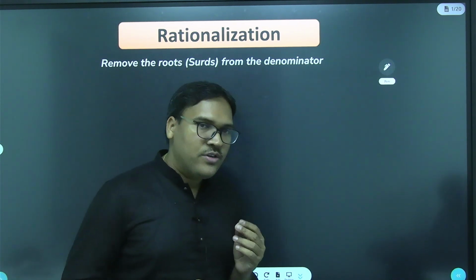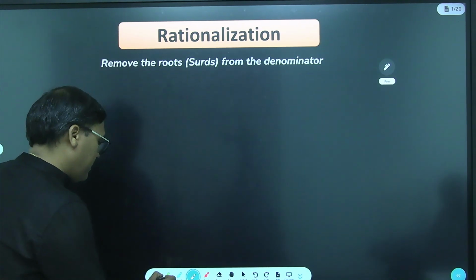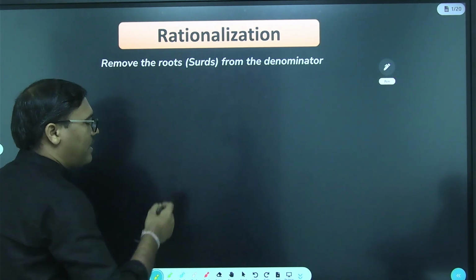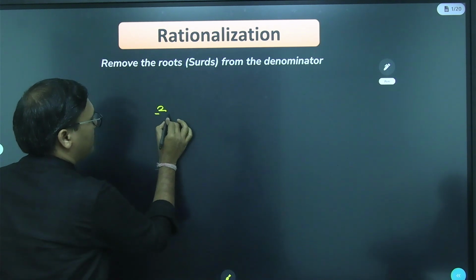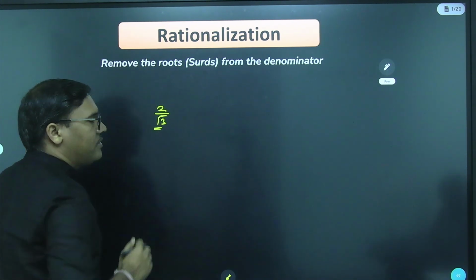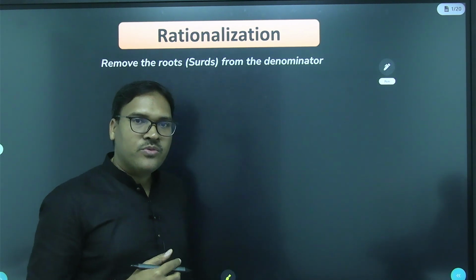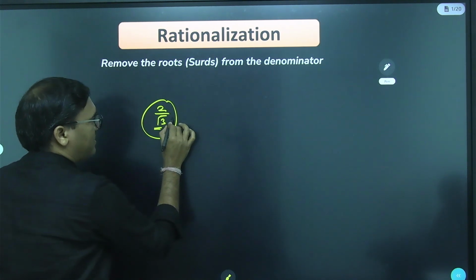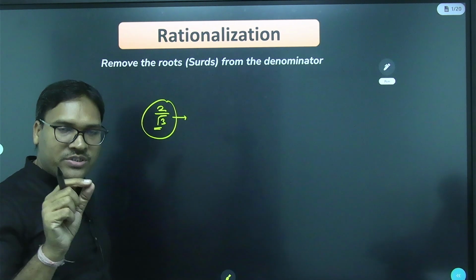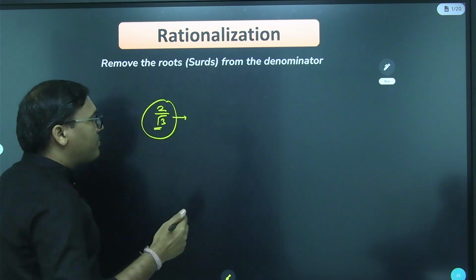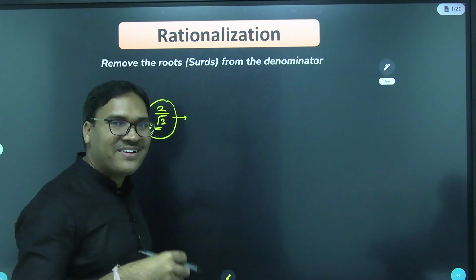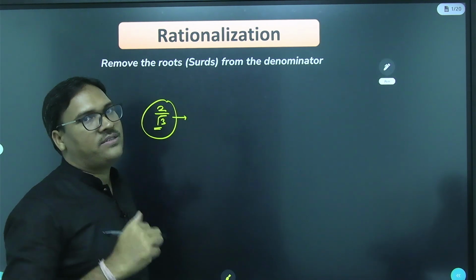It is for surds. When you have any fraction with a surd, let us say 2 by root 3, this is a surd. Here you can see the denominator is an irrational number. In general, we try to make the denominator of this number a rational number. This process of making the denominator a rational number is called the concept of rationalization.